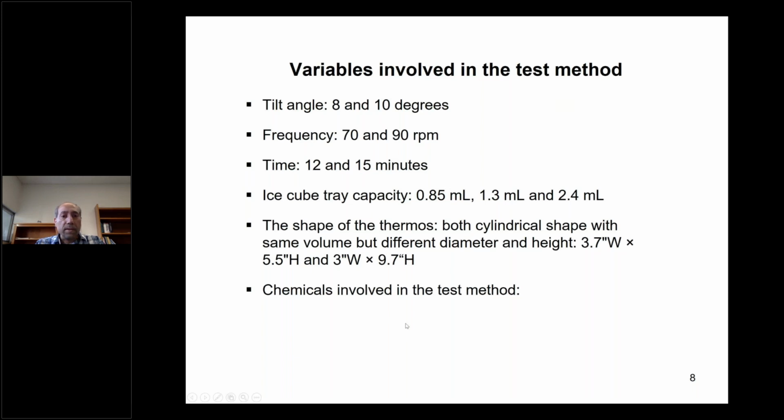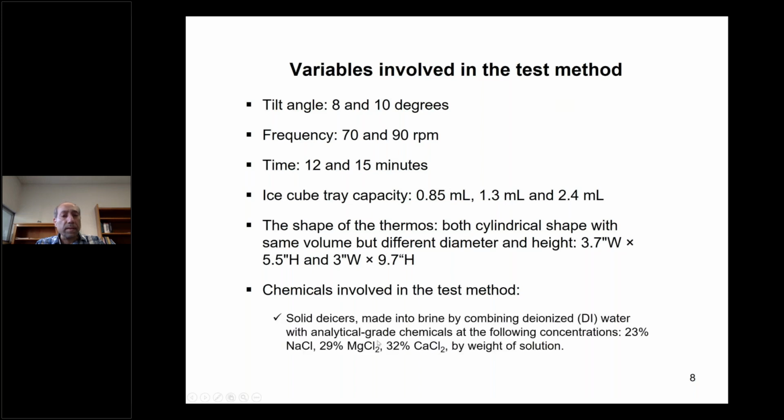And the chemicals involved in the test, also we use different chemicals. We used solid deicers and made them into brine by combining them with the DI water. For this purpose, we use sodium chloride, mag chloride, and calcium chloride to make 23% sodium chloride solution, 29% magnesium chloride solution, and 32% calcium chloride solution. And also there were some liquid commercial deicers. We named them as A to G.